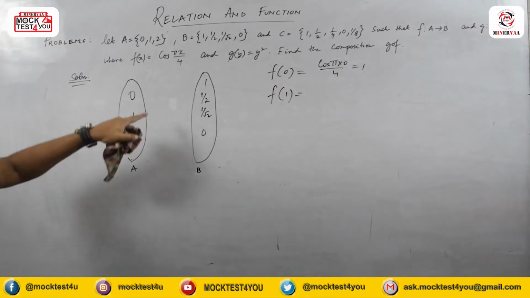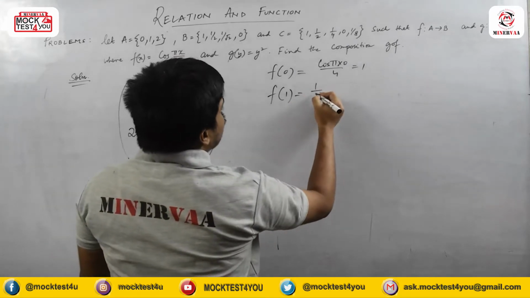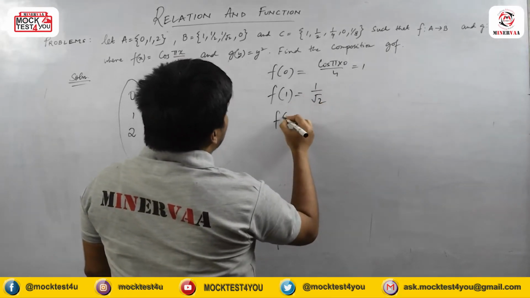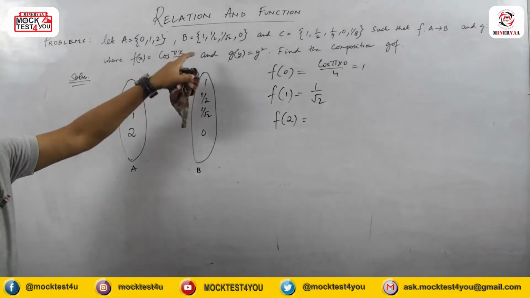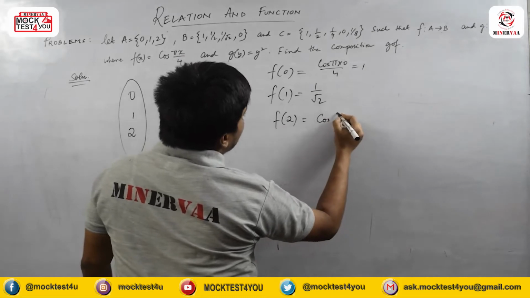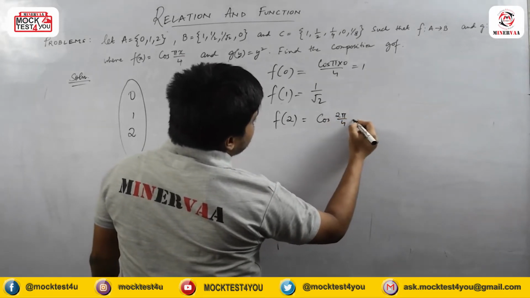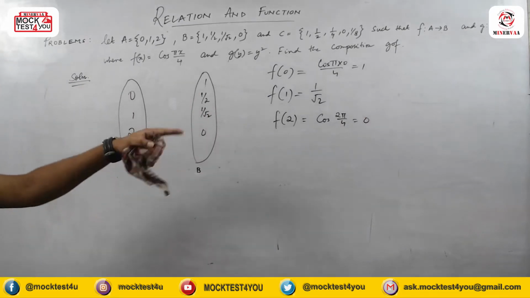Now f of 1 will be what? Here put x as 1. So cos pi by 4, that is 1 by root 2. Now f of 2 will be what? If you put 2 in here, what do I get? It will become cos of 2 pi by 4. So this becomes cos pi by 2, and that is 0. Cos 90 is 0.